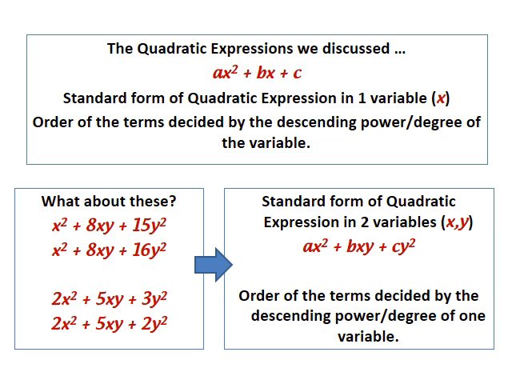This is a standard form of quadratic expression in two variables, x and y. The standard form is ax square plus bxy plus cy square. And if you see, the order of the terms is decided by the descending power or degree of one of the variables. Here we have decided that we will take the variable x and then arrange the expression in the descending order of the power of x.